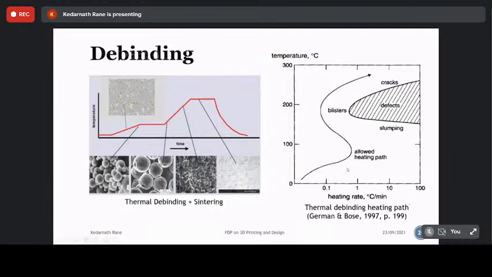So you can see this is a typical heating rate which we need to consider for removing all the binder constituents without any defects. If you go with a very high heating rate, you will have slumps or defects or cracks. If you go very slow, the productivity is very low. So that's why we need to follow this kind of route to design the heating system for thermal debinding of the parts.